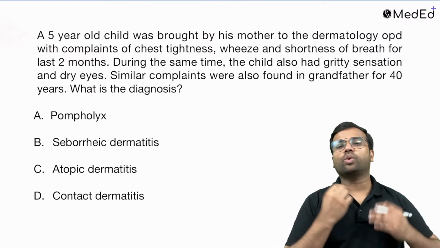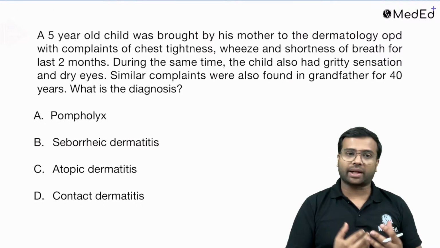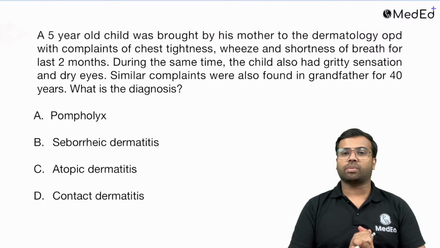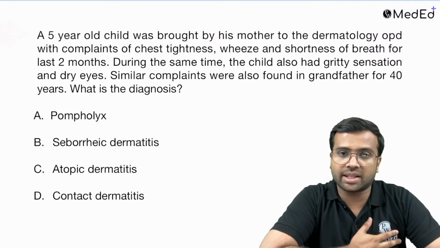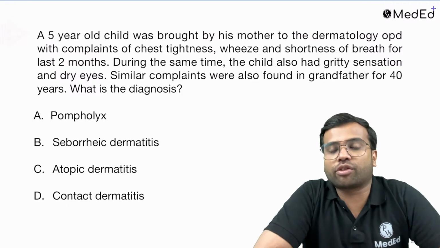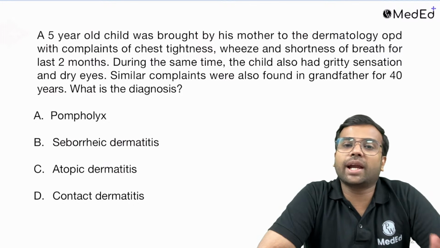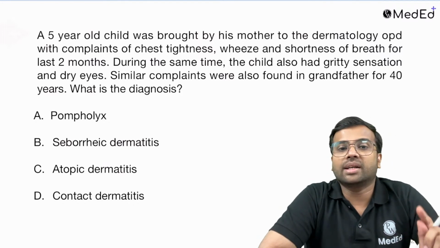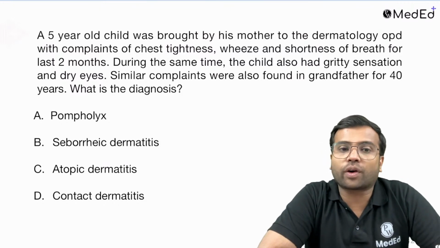Now let us quickly do some of the MCQs from this topic so that we have a small practice as well. A 5-year-old child was brought by his mother to the dermatology OPD with complaints of chest tightness, wheezing and shortness of breath for the last 2 months. During the same time, the child also had a gritty sensation and dry eyes. Similar complaints were also found in the grandfather for 40 years.